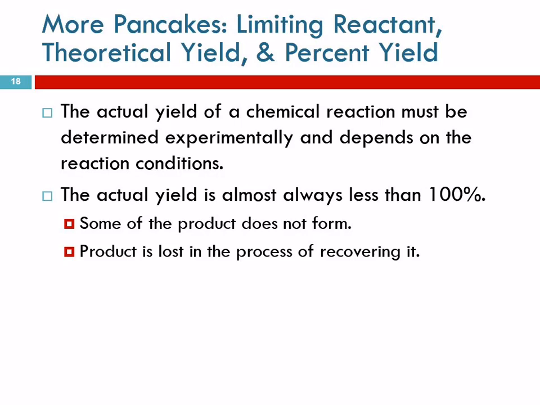The actual yield in a chemical reaction has to be determined experimentally. It's going to depend on the reaction conditions, and it can change. Just like when you make pancakes, it depends on the conditions. If you've been up late the night before and there's a lot of chaos going on around you, you might make more mistakes and drop more pancakes or get distracted and burn more pancakes. Your percent yield would be lower. The only way you can find out what the percent yield is is by actually doing it. So in a chemical reaction, you perform the reaction and then you measure how much you actually made.